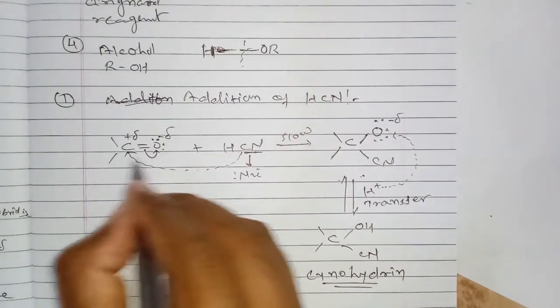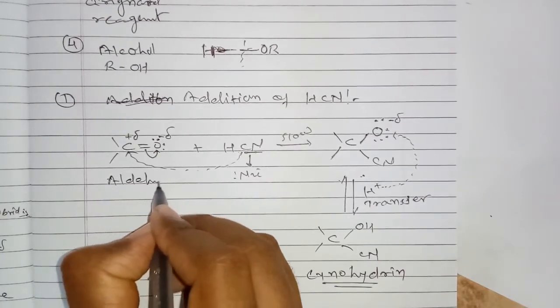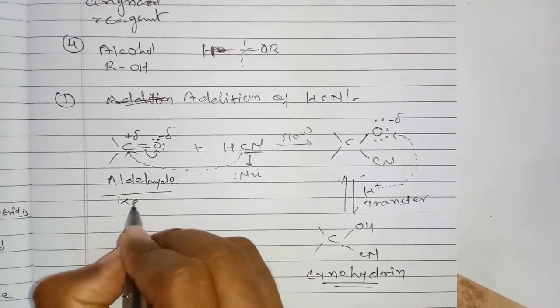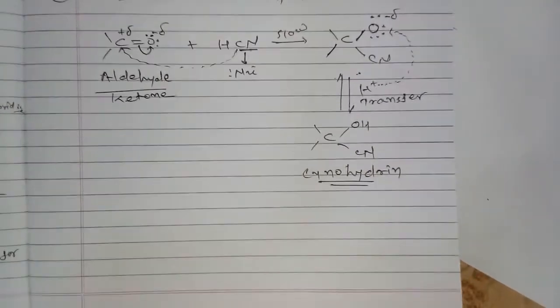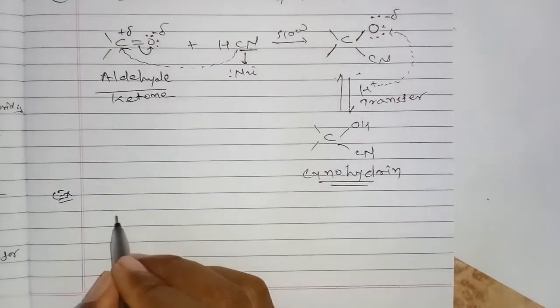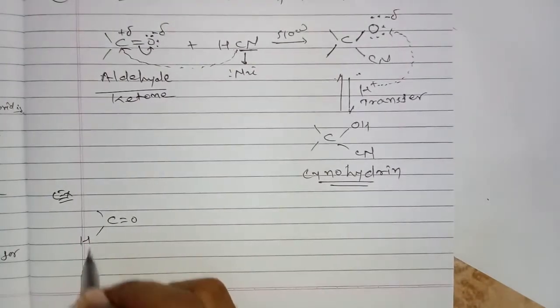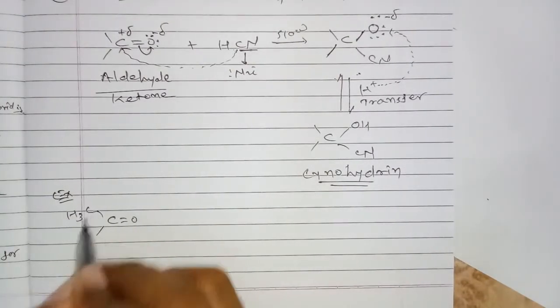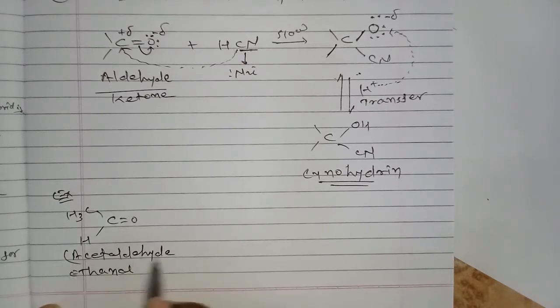Here the carbonyl group of the carbon is either an aldehyde or a ketone. For example, H and CH3, it is acetaldehyde or ethanal.